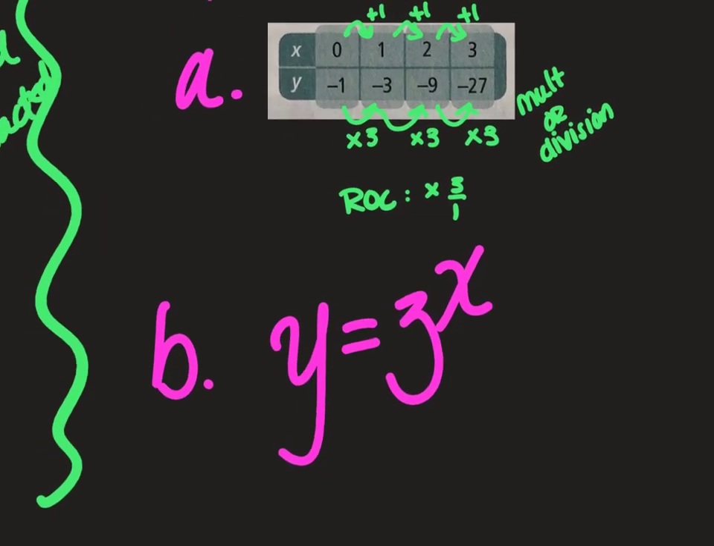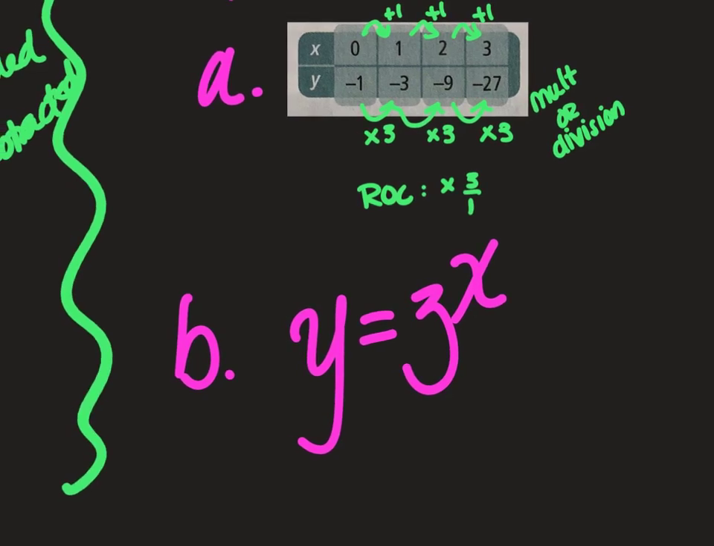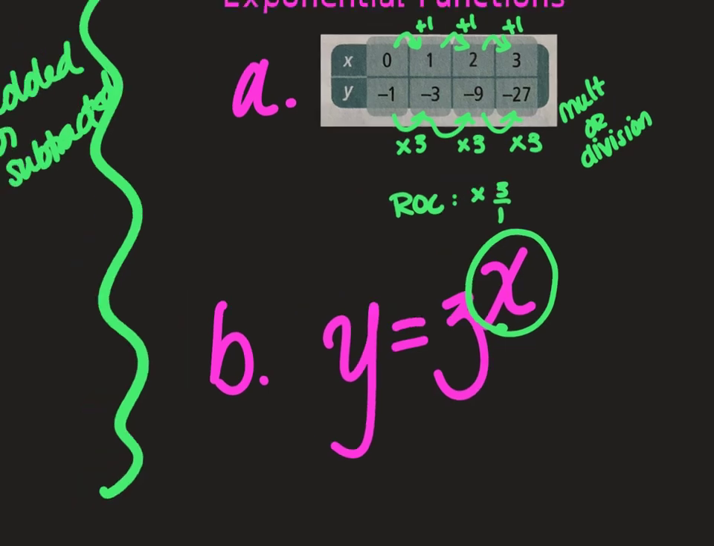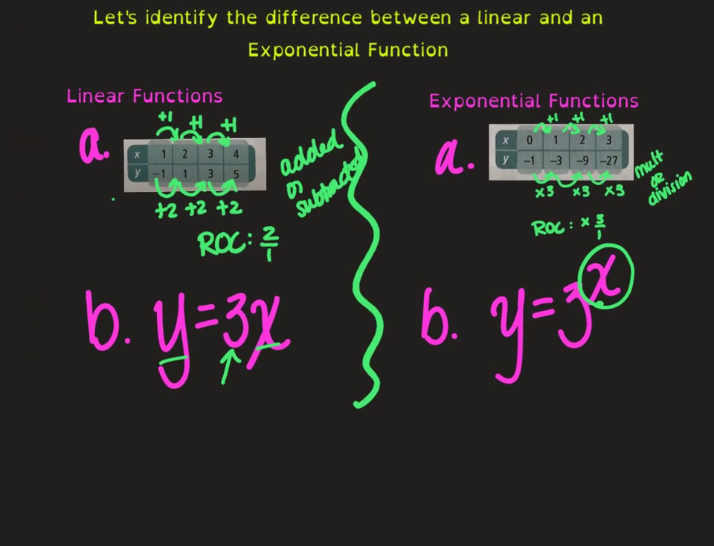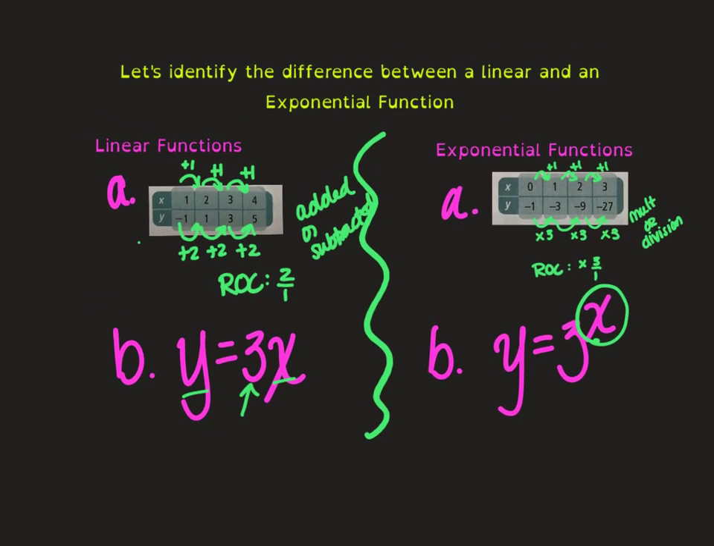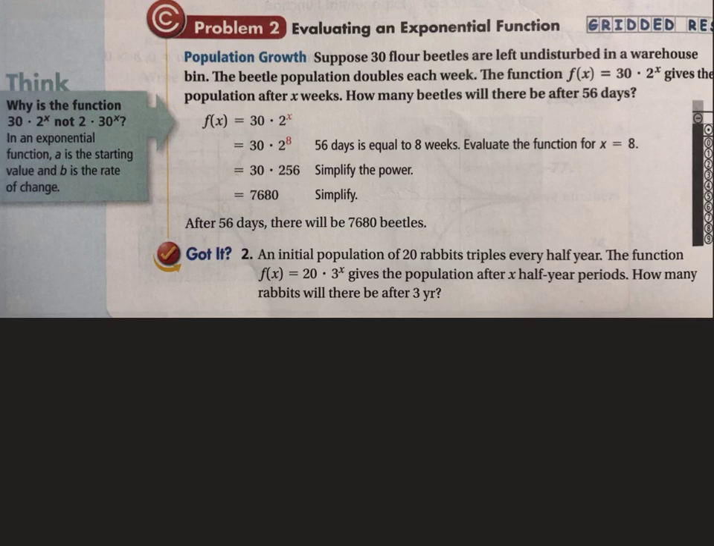As we look at our table, you'll notice you have y equals 3 to the x. You have an exponent here. Anytime that you have an exponent, you know you're going to have an exponential function, whereas anytime that you do not have an exponent, you're going to have a linear function. Okay.